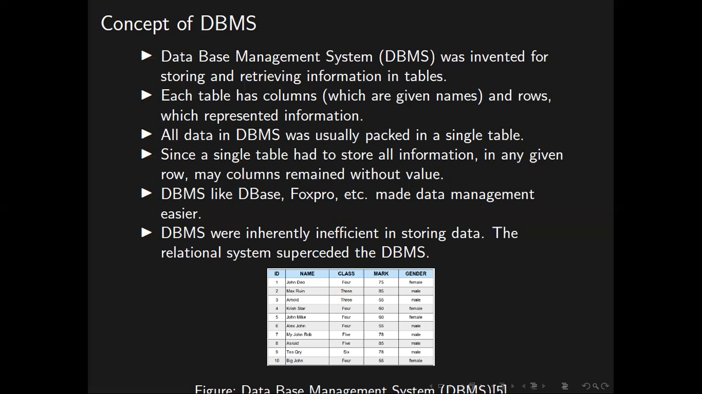In the olden days, there were database tools like DBase, FoxPro, and Lotus 123, which was like our MS Excel. It was also used for storage of information. All those were available in the earlier days, whereas they have been outdated. Those database management tools of the previous era showed rows and columns, sample rows and sample columns: ID, name, class, mark, gender, all those things.